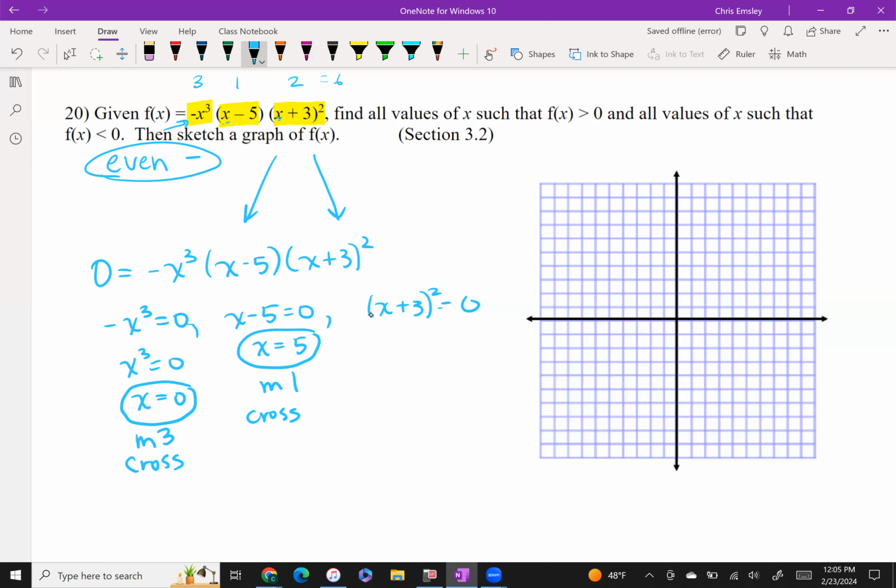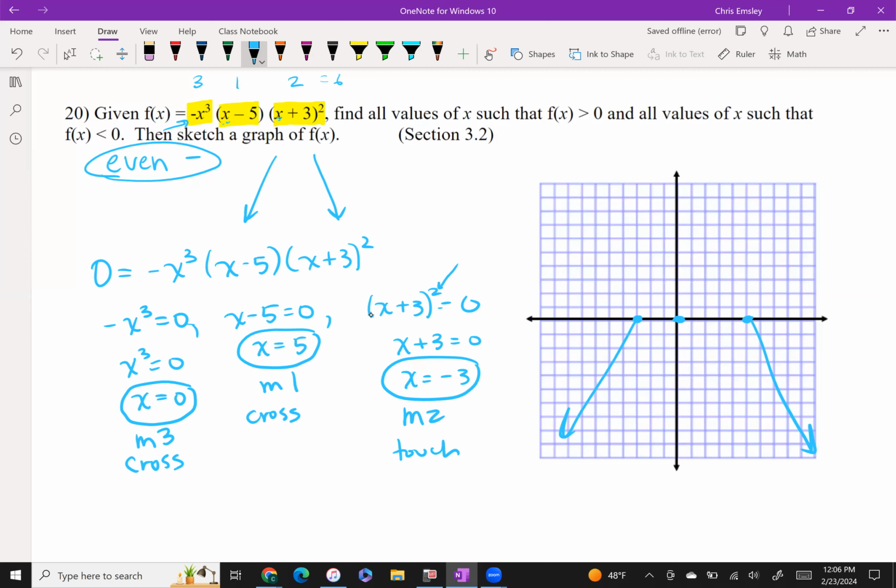This last one, if we take the square root of both sides, we get x plus 3 equals 0. Then subtract that 3. This one has a multiplicity of 2 because it was squared. And so this one is where we're going to have a touch. Okay, plot those x-intercepts. We have a 0 and a positive 5 and a -3. Put those tails on there. It's got to be down to the left and down to the right because of our even negative leading term.